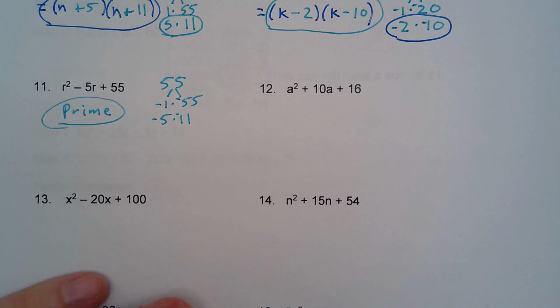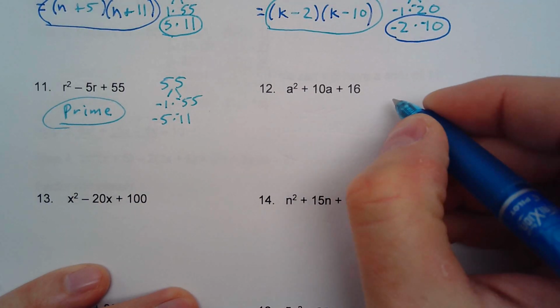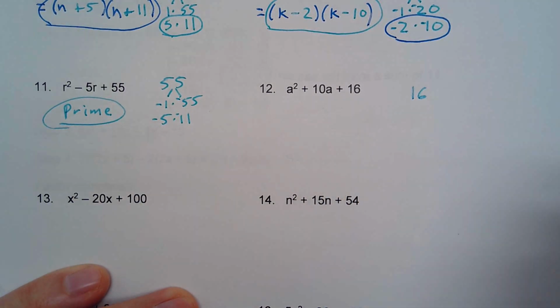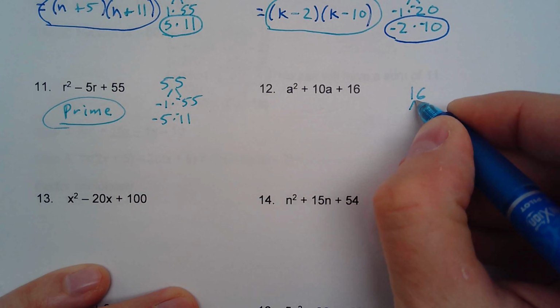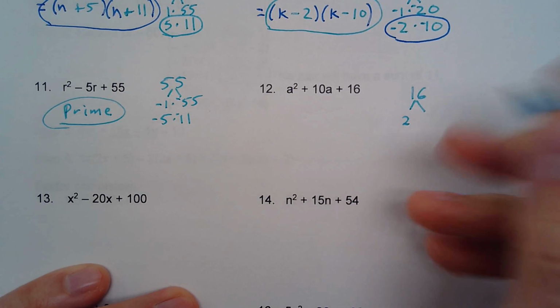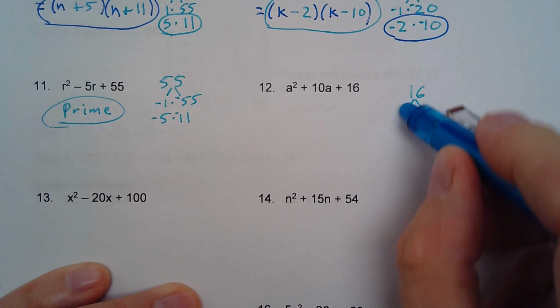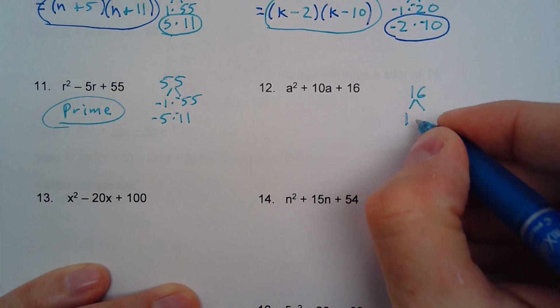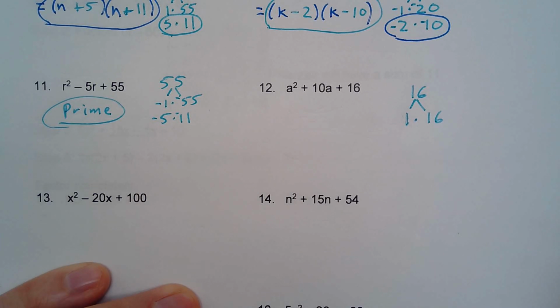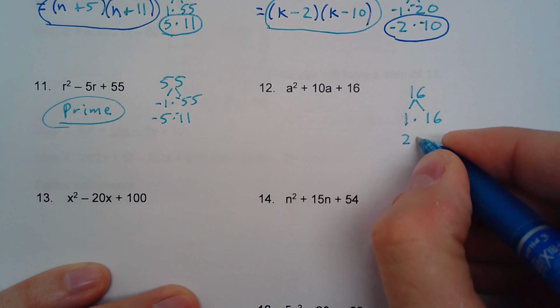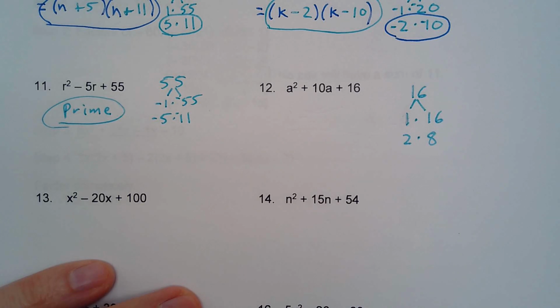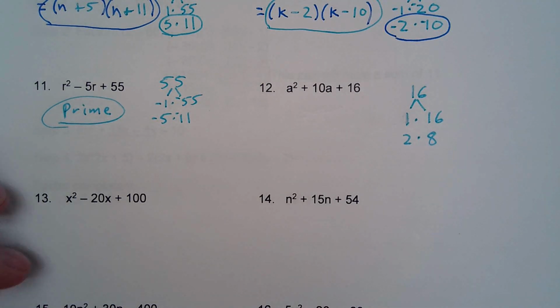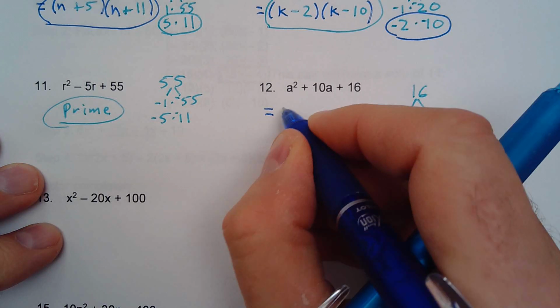Okay, so let's take a look at these. Here I'm looking at 16. Need to break down 16. We can do 1 times 16. That adds to 17, doesn't work. 2 times 8. Well, that adds up to 10. So that is what we want.